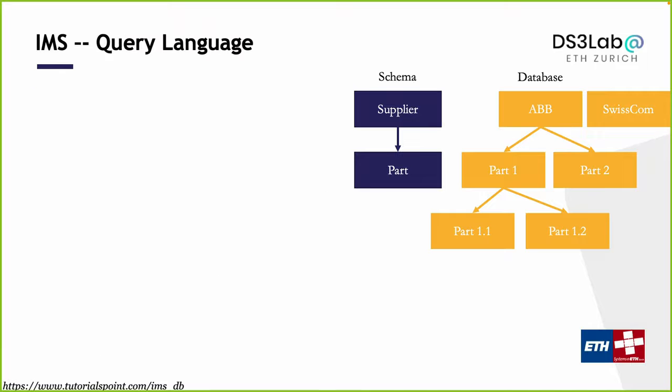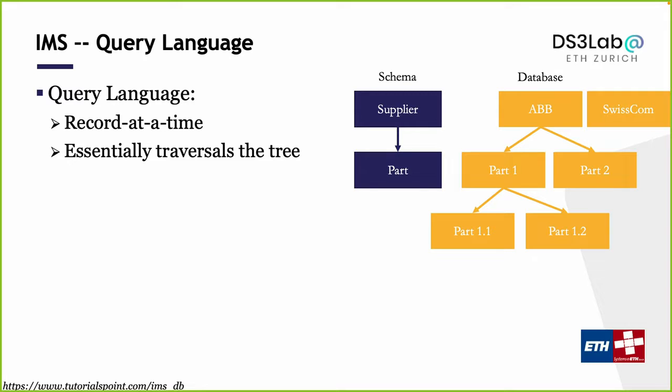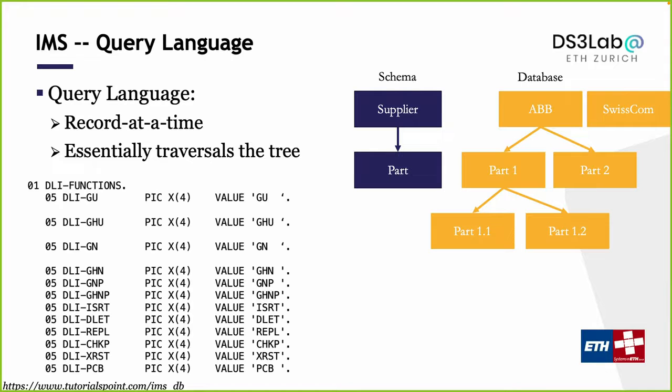So how can you query it, right? If we want to know something out of the database, how can we query it? The query language provided by IMS, at least back in the 60s, is a record at a time. You actually specify which record you want, okay? And then essentially, you try to traverse the tree. That is because your data are stored in this hierarchy, right? And you try to move your cursor around the tree. That is how IMS thinks about the query language.